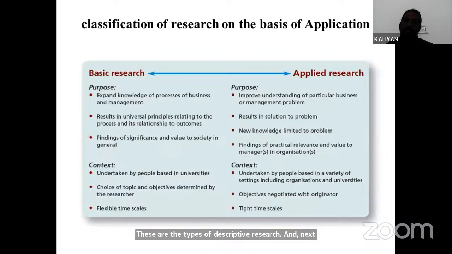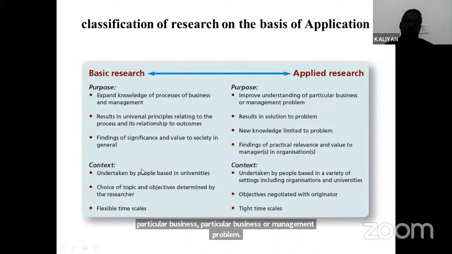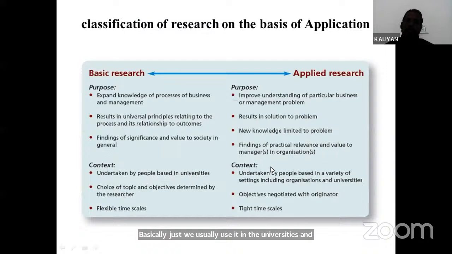Next is the classification of research on the basis of application. There are two types: basic or fundamental research and applied research. Basic research means expanding the knowledge of the processes of business and management. And applied research means improving the understanding of a particular business or management problem. Basic research is usually used in universities, and applied research is basically used in organizations or other private research. So this is the difference between basic research and applied research.